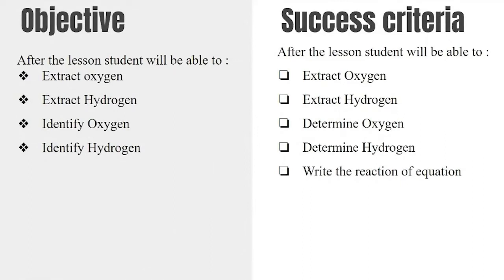So out of the experiment you're going to get the result, the product. But then how are we going to identify our product? So we have the method to identify our product, whether this is oxygen or whether it is hydrogen. How do we know? Okay, so the success criteria after the lesson: teachers or students, you will be able to extract oxygen and hydrogen, determine the oxygen and hydrogen, and at the end of each experiment, I would love you to write the equation as well.